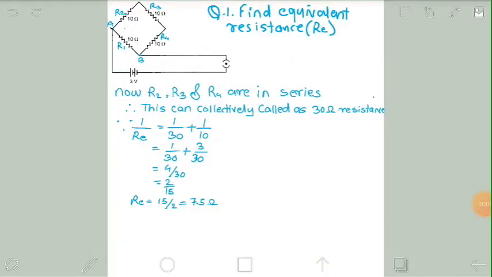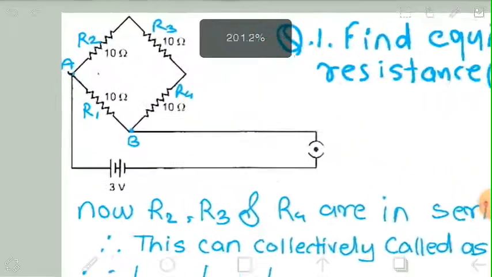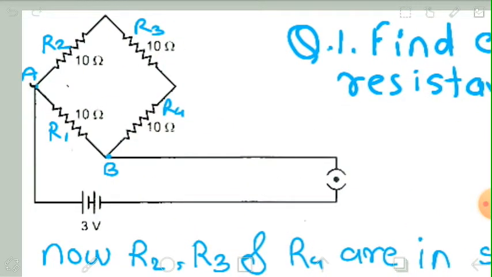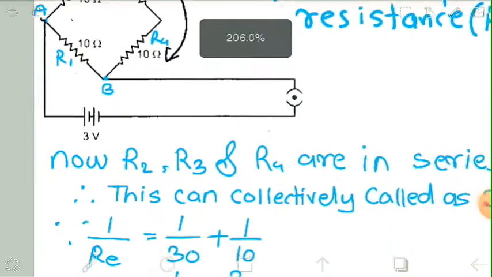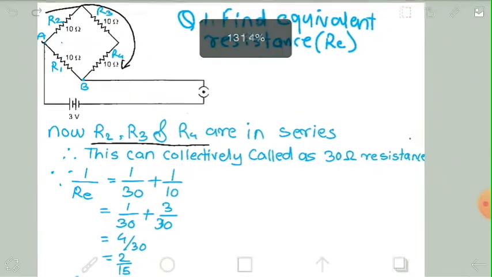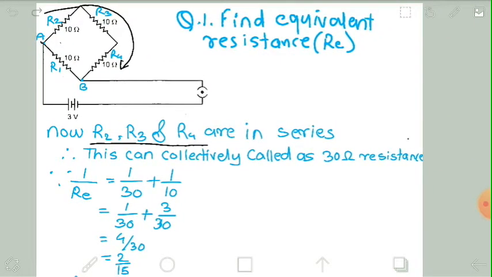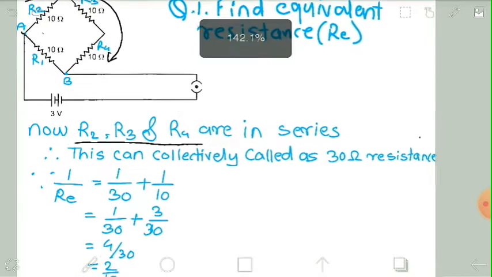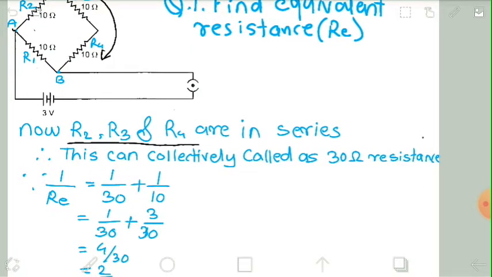So friends, this is question number 1, and in this question given that find equivalent resistance, that is Re. So in this circuit if we observe it carefully, we will understand that R2, R3 and R4 are in series. Therefore, in calculation we can write here R2, R3 and R4 are in series. Therefore, in series the equivalent resistance is the collective addition of all the resistances. Therefore, collectively those three resistances we can call it as 30 ohm resistance.